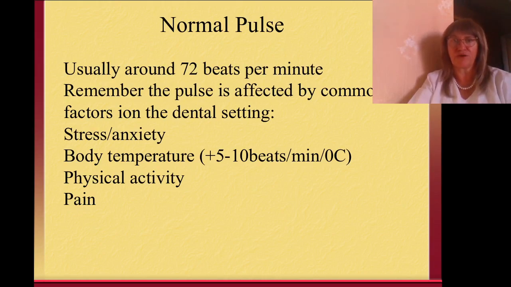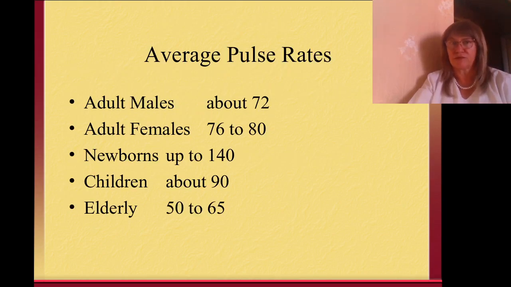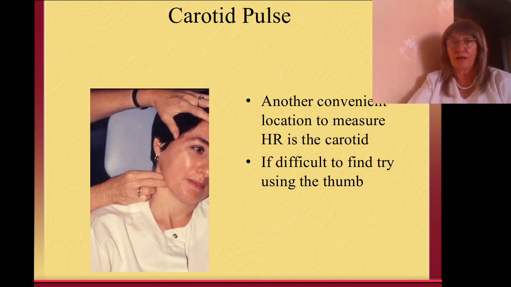Remember, the pulse is affected by common factors in the dental setting: stress, anxiety, body temperature, which may raise the rate of a normal pulse, physical activity, and pain. Adult males have pulse rates of about 72, adult females from 76 to 80, newborns up to 140, children about 90, and the elderly from 50 to 65. Another convenient location to measure heart rate is the carotid. It's difficult to find the right one.